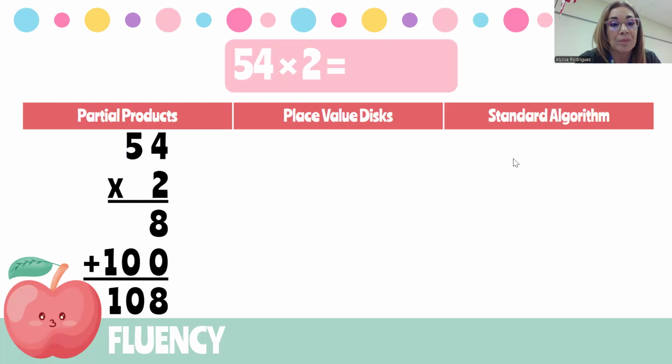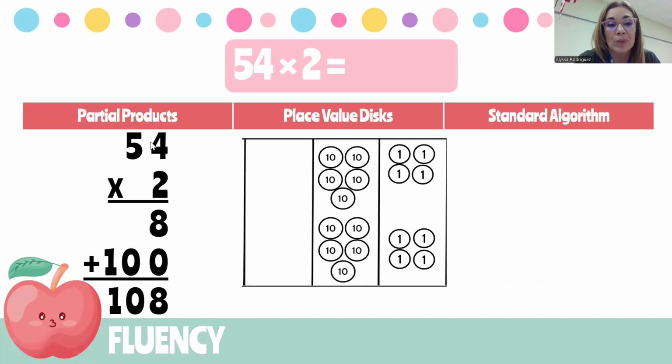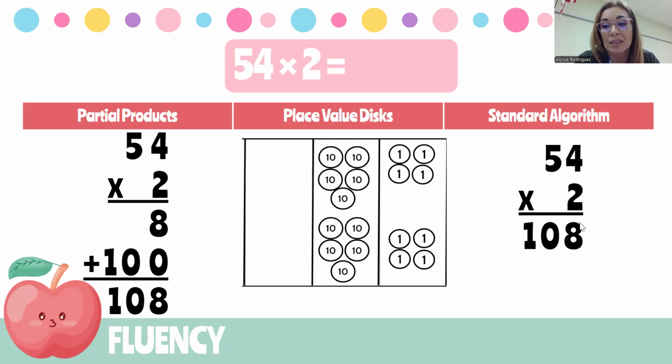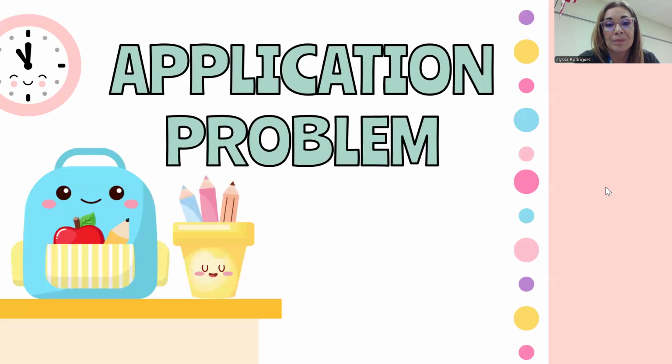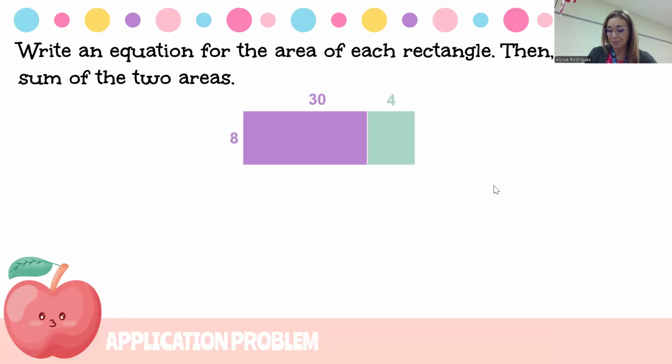Okay, here's the next one. 4 times 2 is 8. 5 times 2 is 10. We got to put the 0 at the end. Gives us 108. Now we got our discs. We got 54. We need 2 sets of 54. All we do is count. Remember, we're going to have to bundle. If we have too many in here, if we have 10, we have to bundle and put over here so we can get 108. And this is our algorithm to get 108. Skipping this one.